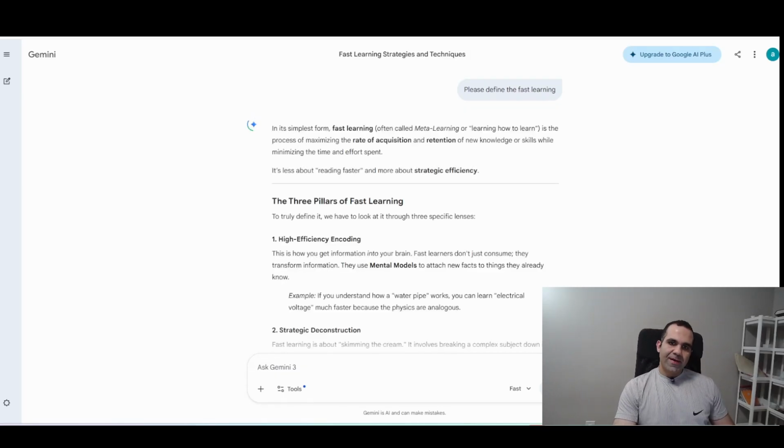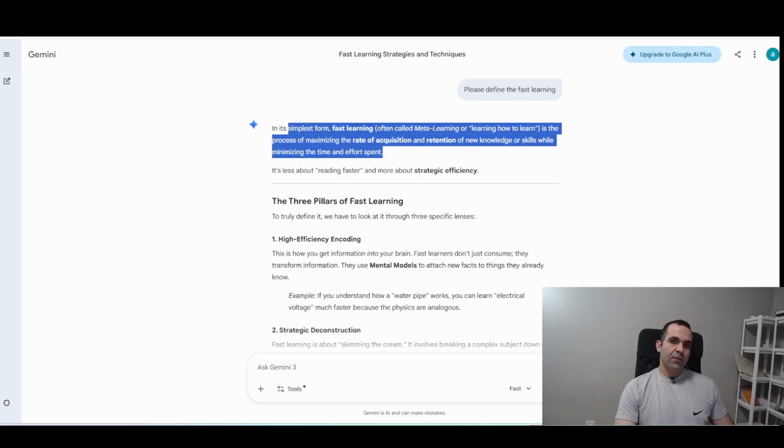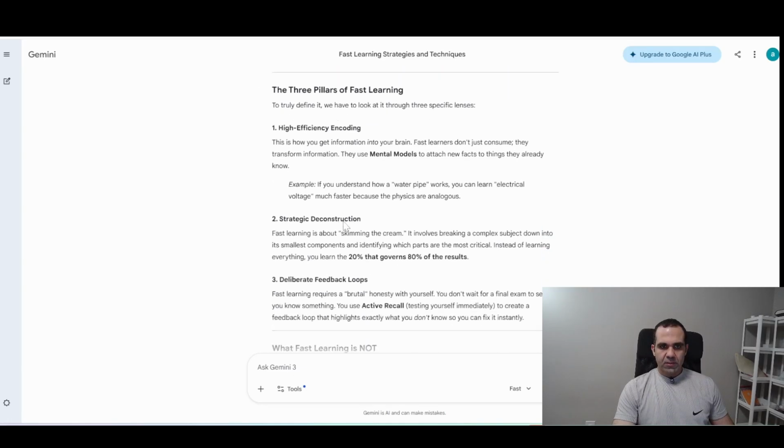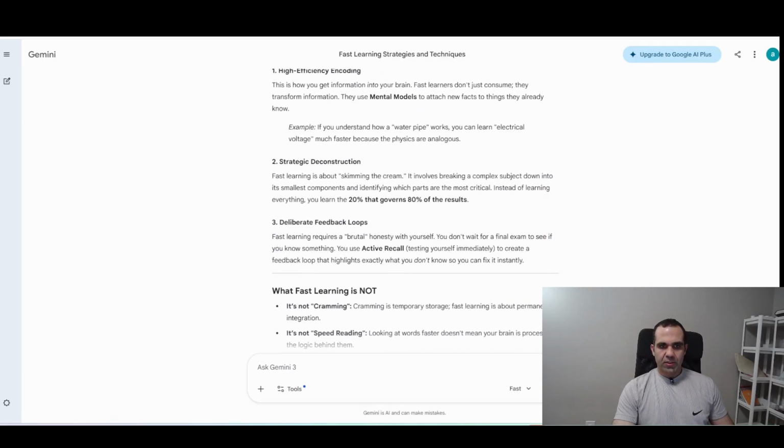In the simplest form, fast learning is the process of maximizing the rate of acquisition and retention of new knowledge or skills while minimizing the time and effort spent. Mhm. High efficiency encoding, strategy deconstruction, delivery.